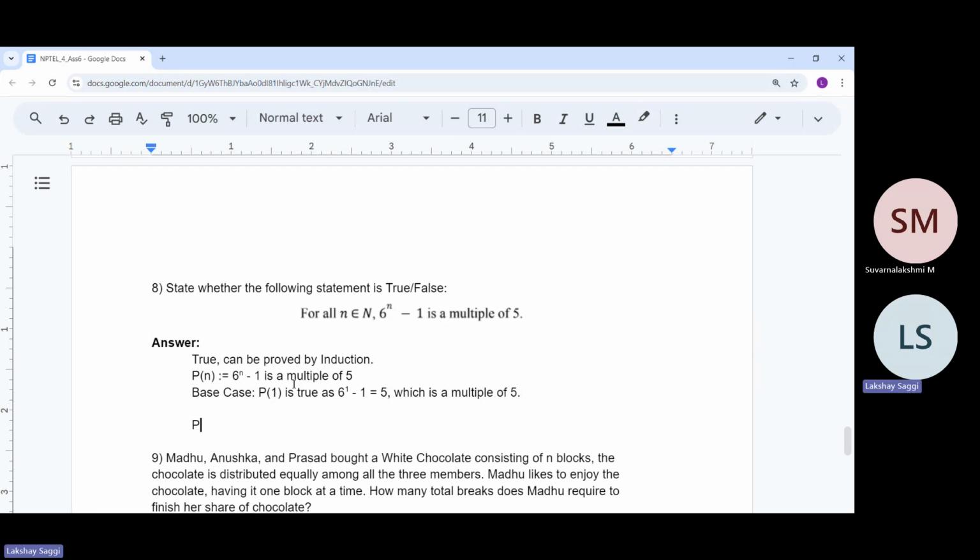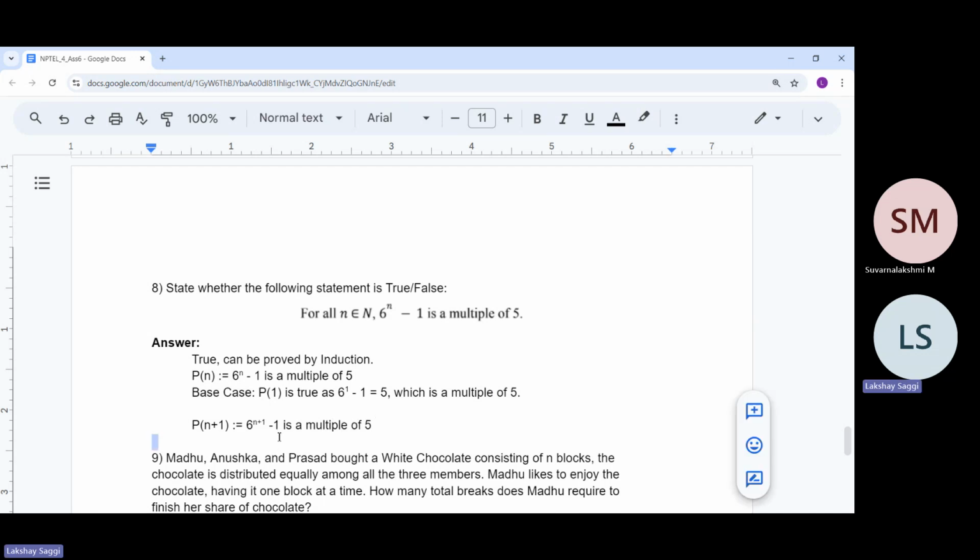Now we'll need to show the inductive case, right? So first of all, we know that P(n) was this, that 6 to the power n minus 1 is a multiple of 5. So what will be P(n+1) now? P(n+1) is what we'll actually need to show. We'll need to show that if 6 to the power n minus 1 is a multiple of 5, then 6 to the power n+1 minus 1 is a multiple of 5.